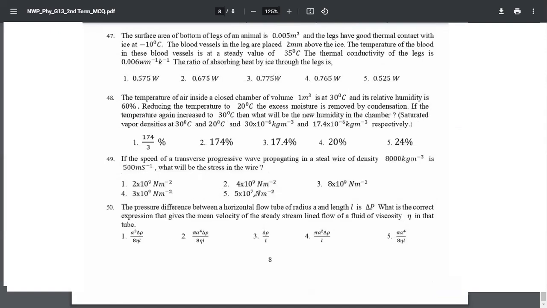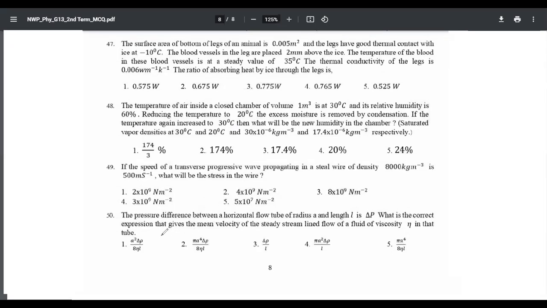The pressure difference between the ends of a horizontal flow tube of radius a and length L is delta P. What is the correct expression that gives the mean velocity of the steady streamlined flow of a fluid of viscosity eta in that tube? Okay, so pressure difference, length and radius are given, and the mean velocity is what we have to find out. And viscosity is also given.